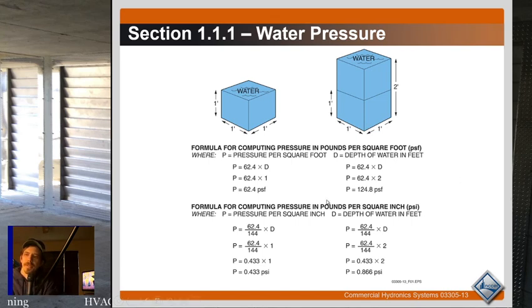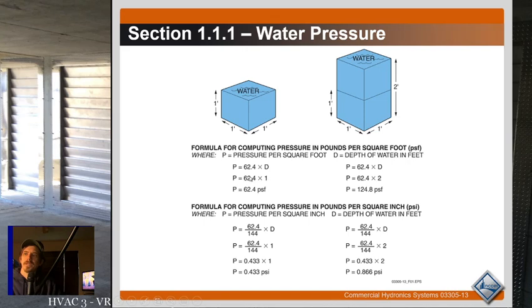I want you guys to pay special attention to this, and this bottom part down here is how I remember it. So the formula for computing pressure in pounds per square foot, all right, the P is the pressure per square foot, D is the depth of water in feet. So this is the weight of the water. P equals 62.4 times D, the depth of the water.